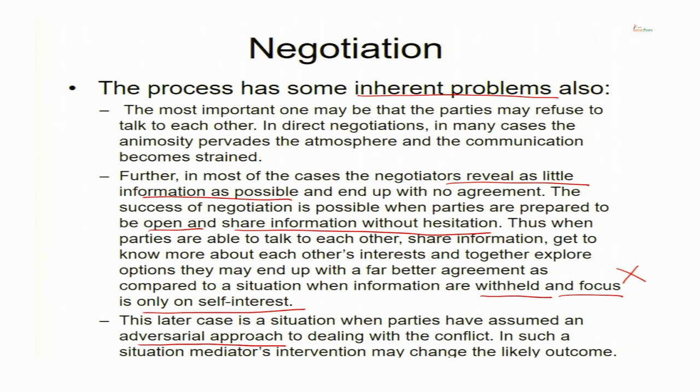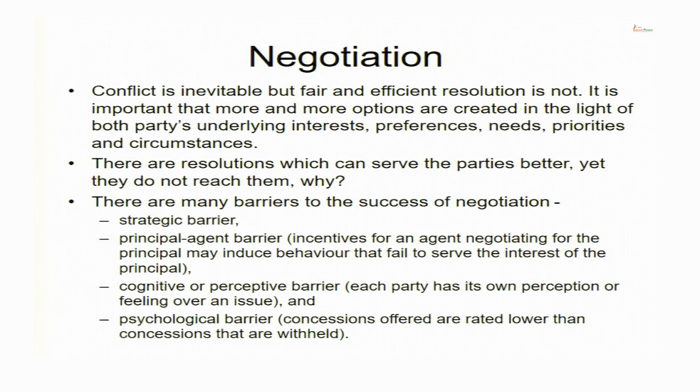What do we do in the adversarial approach when the parties are pitted against each other? They don't want to disclose the information. Now, this is where the role of a third party becomes important. A mediator comes into the picture and converts the story from self-interest to mutual interest. So, there are certain inherent problems in negotiation. We understand that conflict is inevitable, but fair and efficient resolution of that conflict is not. We need to talk about more and more options to settle the matter. We need to create more and more options in the light of what? The underlying interests of the parties, preferences of the parties, needs, priorities. On the basis of these aspects, we have to create more and more options. Don't stop at one option. That will be like a dead end.